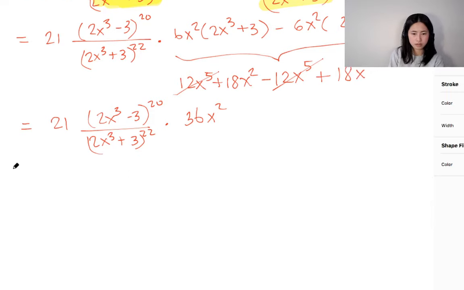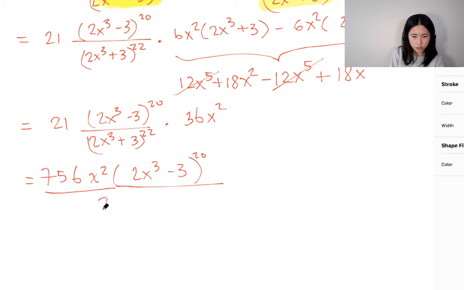So this is 756, and this is going to be x squared. Then you multiply this to (2x cubed minus 3) raised to the power of 20, and the whole thing is over (2x cubed plus 3) raised to the power of 22.